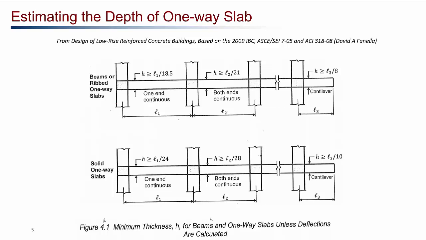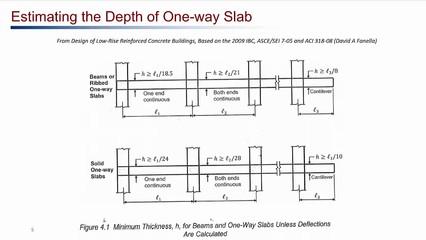Now, to start the design of the one-way slab, we will need to estimate the self-weight of the one-way slab. So for that, we will need the depth of the one-way slab. We will need to estimate the depth, and we can use these rough guidelines as given in the Design of Low-Rise Reinforced Concrete Buildings from IBC. So we can use these rough guidelines to estimate what depth of the slab we should take to start designing, so we can calculate the self-weight of the slab.